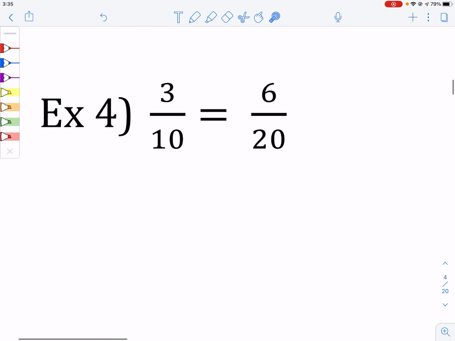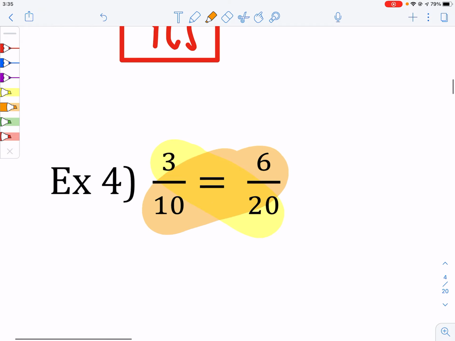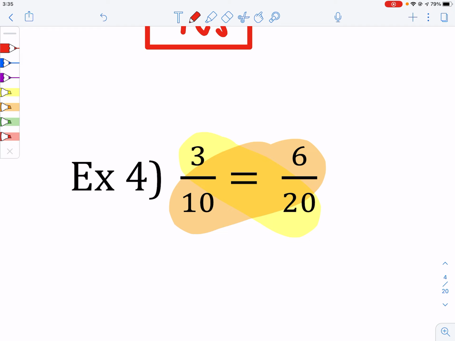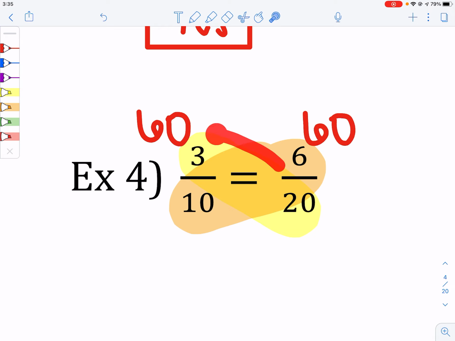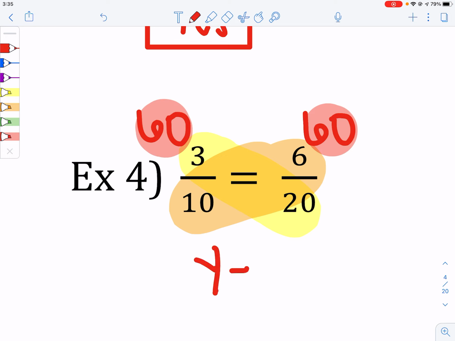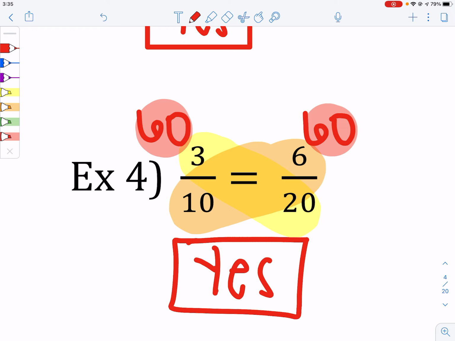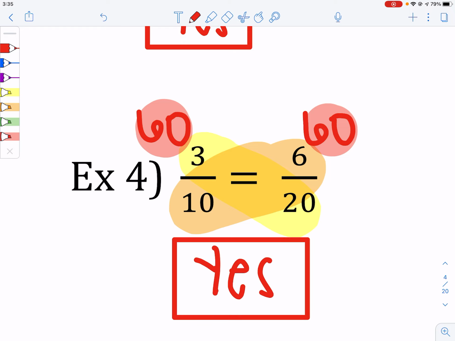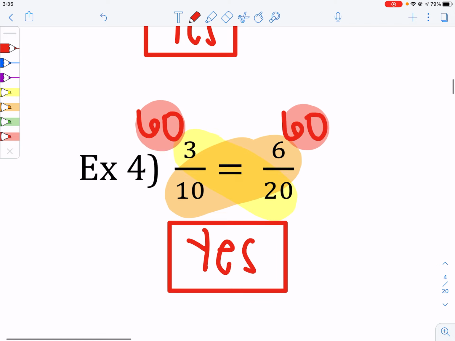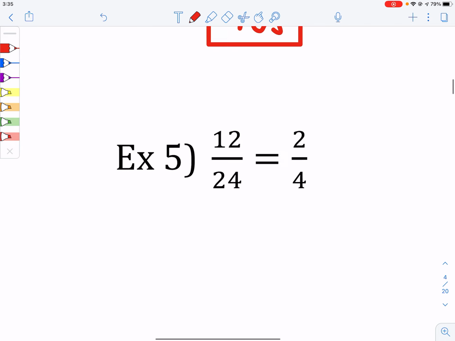So what I mean by that, in this first example, and I'm just going to highlight diagonally, you have 3 and 20, you have 6 and 10. I'm going to do cross product. So I know 3 times 20 is 60. So I'm going to write 60 right there. I know 10 times 6 is also 60. Okay, so I just did 3 times 20, that gave me 60. I did 6 times 10, that also gave me 60. Since I got the exact same number here, then my answer is yes. These are proportional. If you'd rather simplify them, you can do it that way. You would get 3/10 for both of them if you simplified them, but you can do cross products as well.